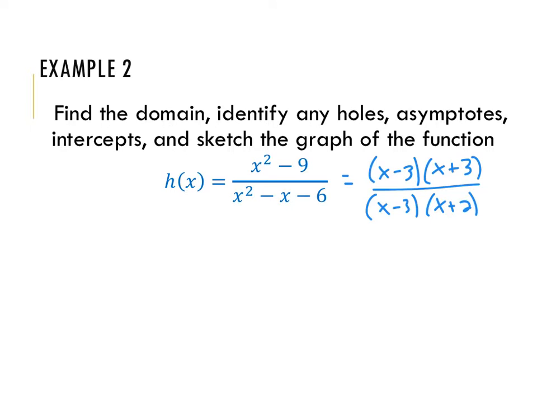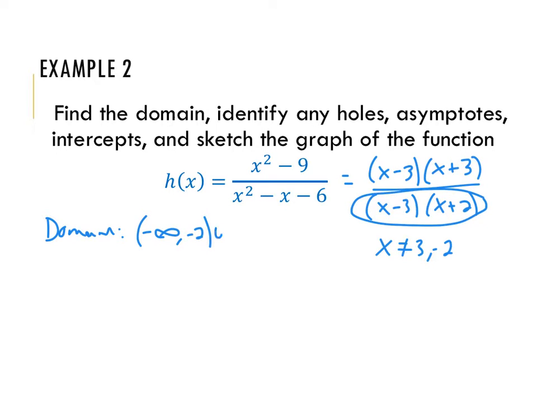So the domain is what makes it undefined. In this case, x cannot be 3 or -2, because if we sub those values in, we divide by 0 and we get an undefined value. So in this case, the domain, when we describe it in interval notation, would be -infinity to -2, not including it, everything between -2 and 3, and from 3 to infinity. As far as any holes go, notice that there is a factor that cancels. X minus 3 cancels. This means there's a hole at x equals 3.